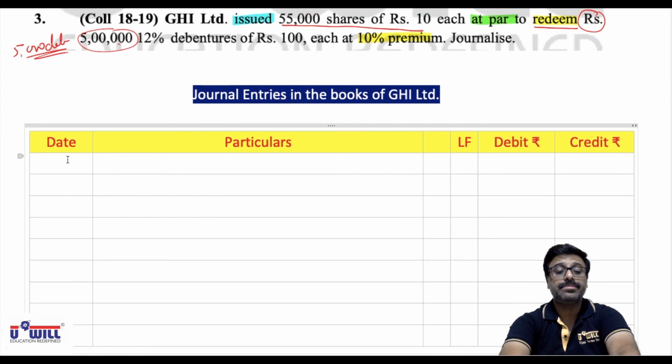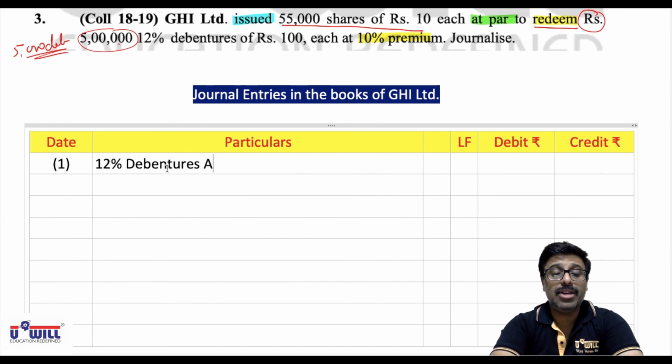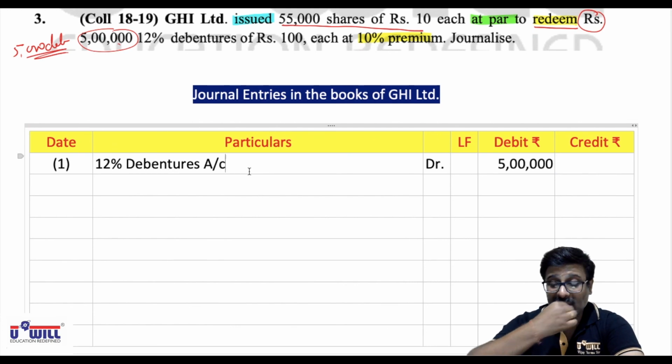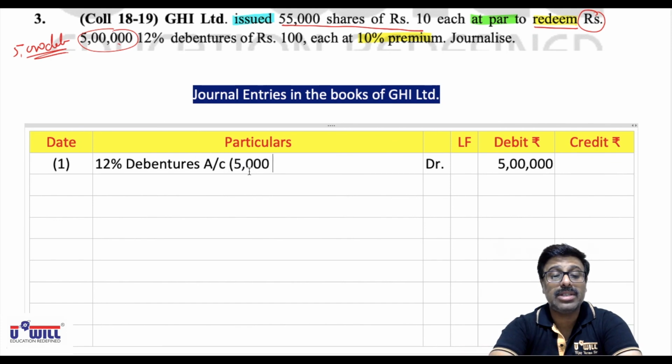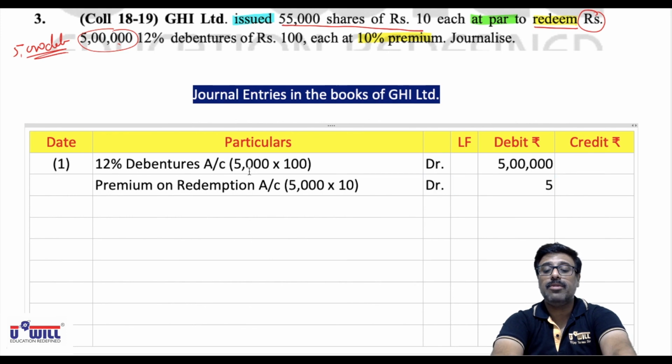First entry would be: 12% debentures are our liability. To close them, we will reverse and debit them with 5 lakhs. Face value is already given as 5 lakhs, or as we have calculated, 5,000 debentures into 100, that is 5 lakhs. Then also they are going to be redeemed at 10% premium. So premium on redemption is our liability, that also we have to close and debit. 10% premium means 10 rupees is premium, so 5,000 into 10. Premium liability would be 50,000.